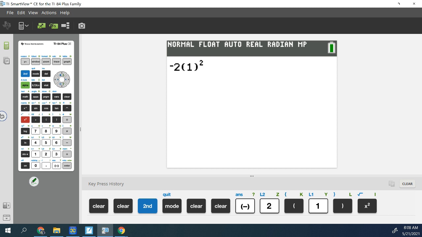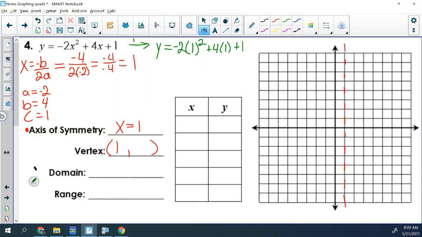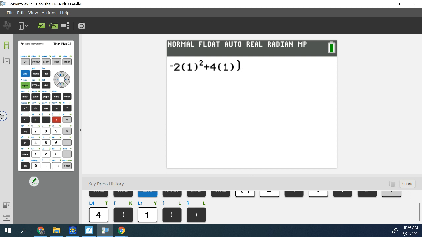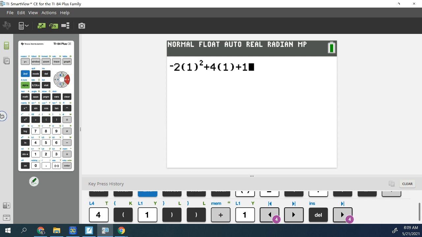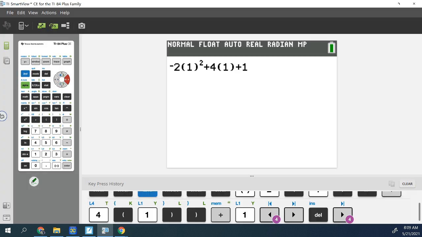And this was plus 4, right? Plus 4, parentheses, 1, and plus 1. Just take a minute to double check. Does it look like your stuff? A lot of times people enter things in wrong and then don't know what they did wrong, so go double check. Mine says negative 2, 1 parentheses squared, plus 4 times 1, plus 1. Looks the same. You can hit enter and it gives you 3. So the y value of my vertex is 3 here.